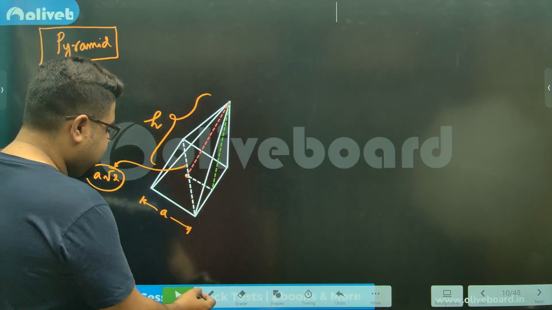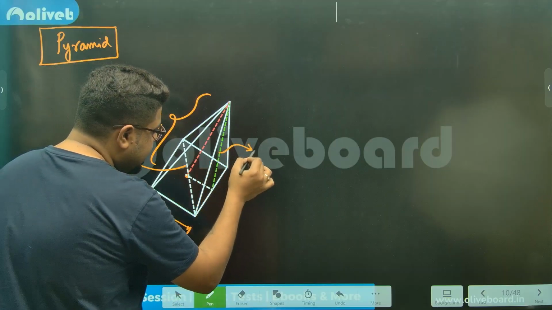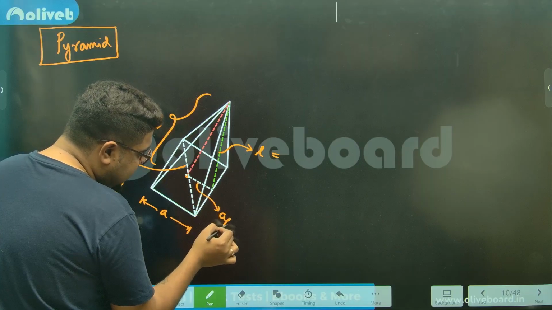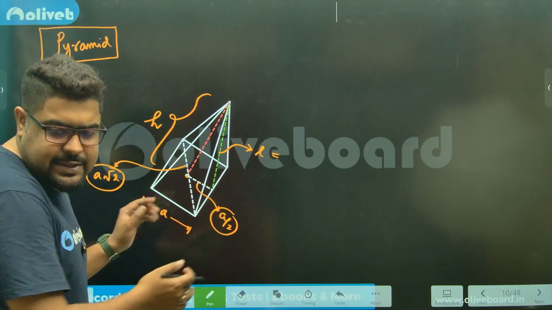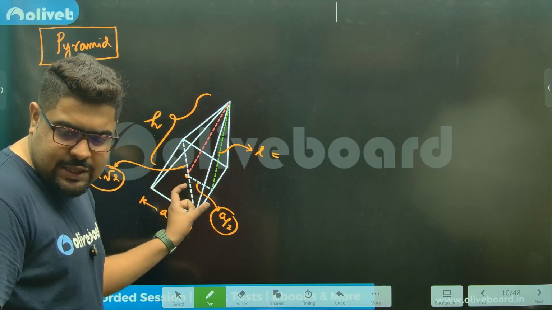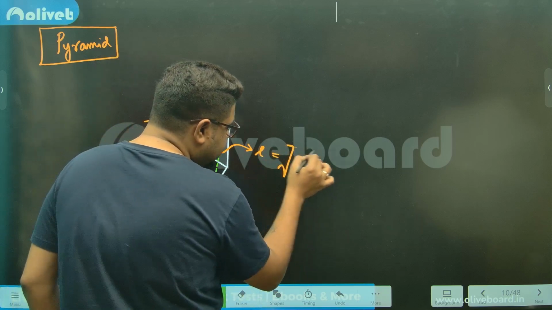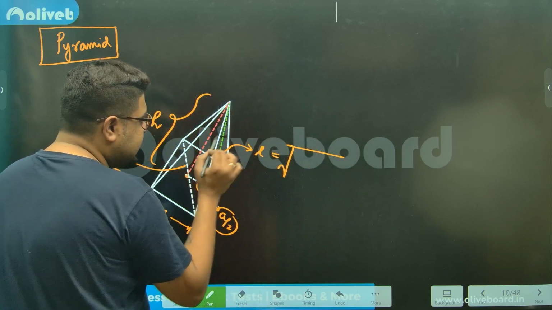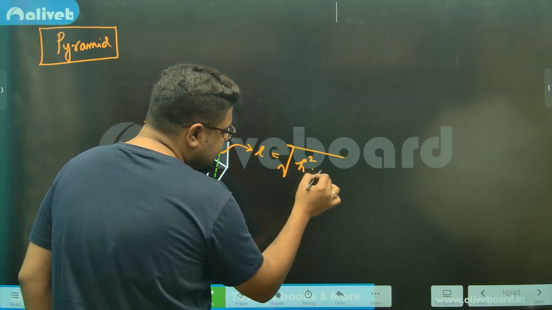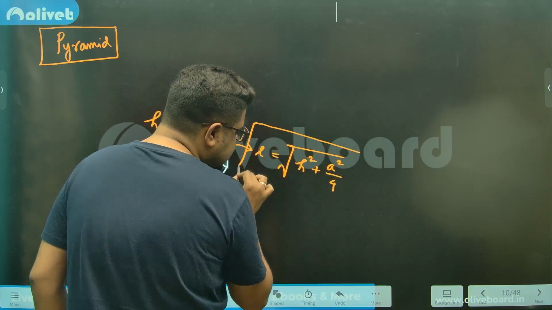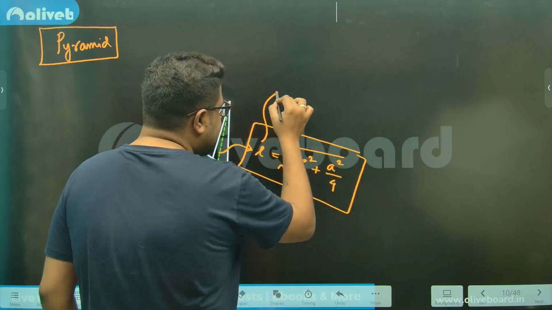So slant height, if I take this as L, this much is A by 2. This is half of the base because the total is A. So L will be root over of H square plus A by 2 whole square, meaning A square by 4. This is how you find the slant height of the pyramid.